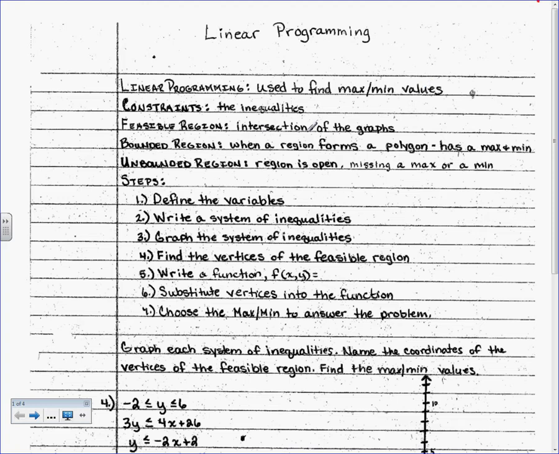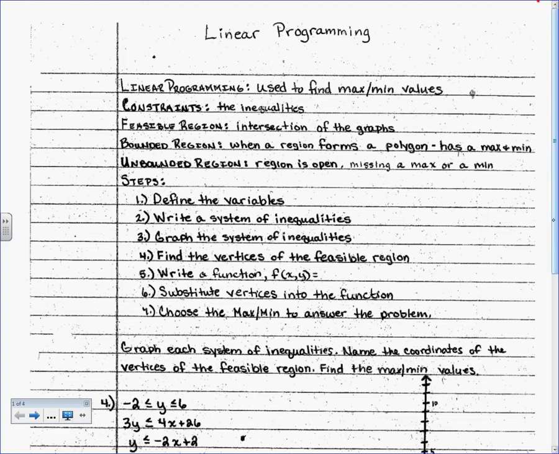Feasible region is the intersection of the graphs. Bounded region is when a region forms a polygon. It has a max or a min. A polygon is like a triangle, a square, a rectangle. When it's a closed shape, there's a max and a min. Okay, when it's unbounded, the region is open, so it's like missing a side of the triangle, or whatever shape. And so that means it has a max or a min. It does not have both. Okay, and we'll get into that later.